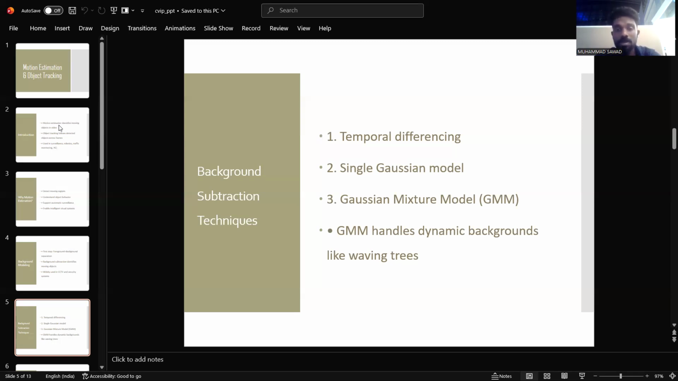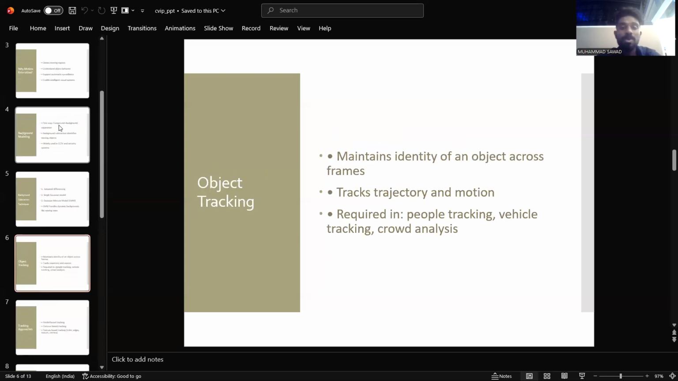The third technique used is the Gaussian mixture model, GMM. This is one of the most widely used techniques. GMM can represent dynamic backgrounds such as waving trees, rain, or flickering screens. That's why it is popular in real-world CCTV systems. So GMM is the main technique which can handle dynamic backgrounds, which helps to subtract them, and it's used in CCTVs. In the next slide, we are going to talk about object tracking.